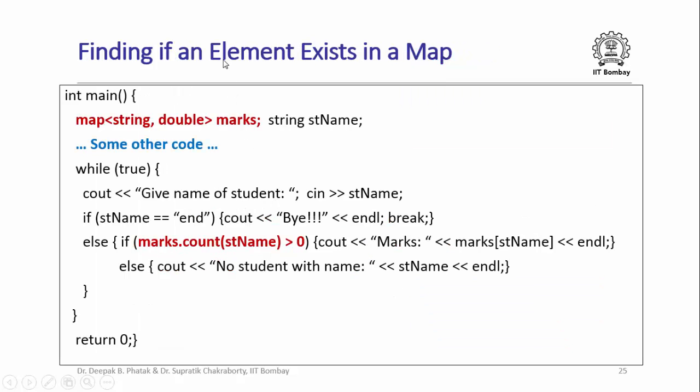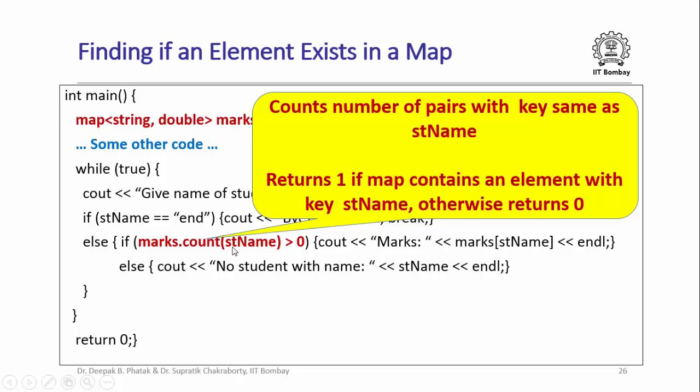How do I find if an element exists in a map? Well, there is a special member function called count. So I could read in the name of a student which will serve as a key, and I could ask how many key value pairs are there, what is the count of key value pairs in which the key matches the name that I have read in. So basically this function is going to count the number of pairs in which the key matches the name that I have read in, and it's going to return 1 if the map contains an element with key st name, otherwise it will return 0.